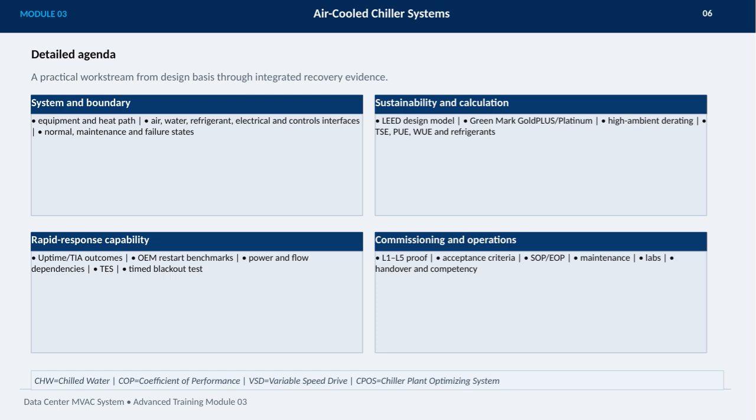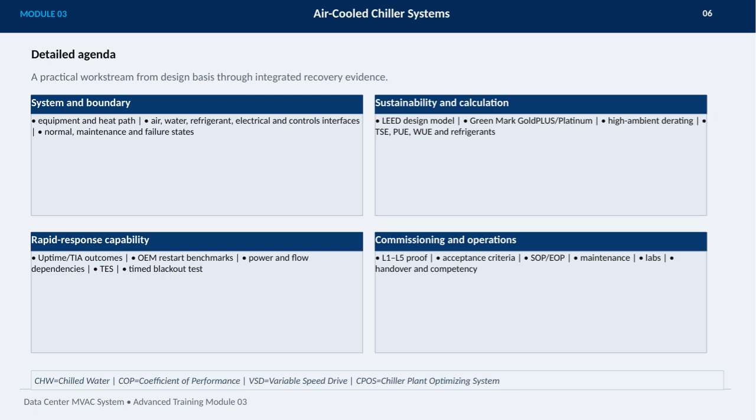Next, we'll dive into sustainability and calculation aspects, including LEED design models, Green Mark Gold Plus and Platinum certifications, and considerations for high-ambient derating. Important metrics like TSE, PUE, WUE, and refrigerant impacts will also be discussed. Then we'll explore rapid response capabilities, highlighting uptime and TIA outcomes, OEM restart benchmarks, dependencies on power and flow, thermal energy storage, and timed blackout tests.